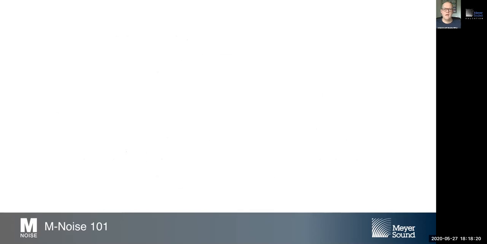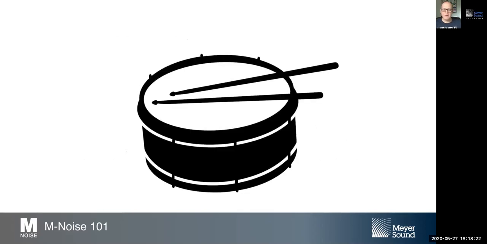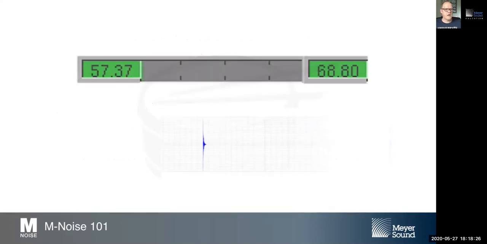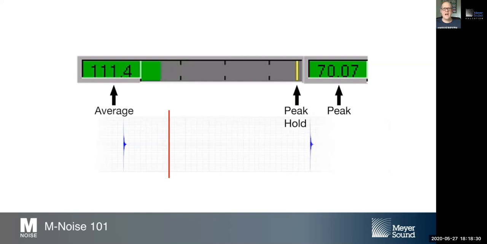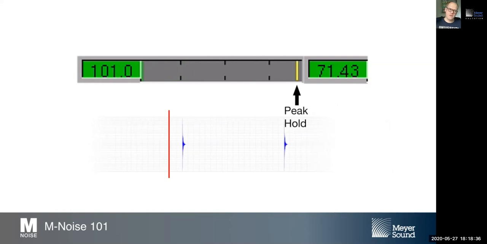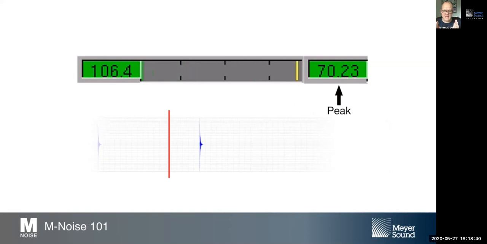So let's see, what is crest factor? Very important. So here we have a snare drum. Now, we're gonna bring up a sound meter, and every time that I hit the snare drum, on the right side of the screen, we see the instantaneous peak value, whereas on the left side of the screen, we see the average value averaged over 1 second.